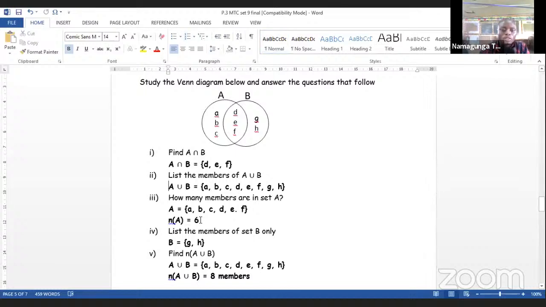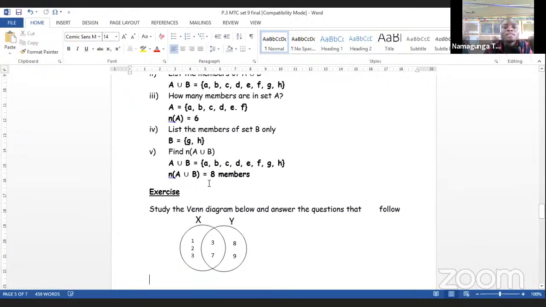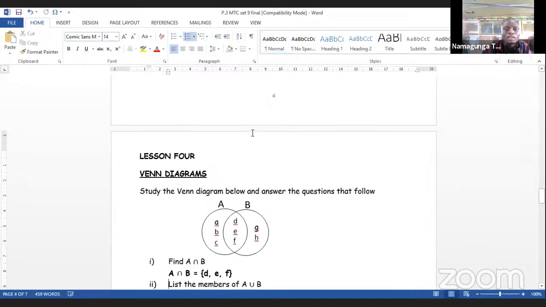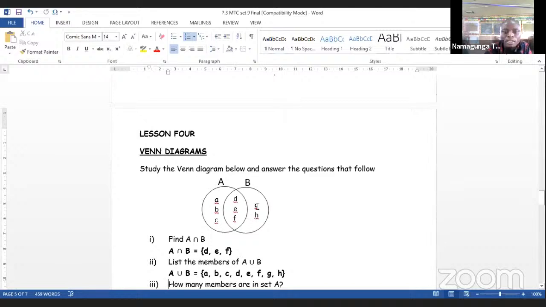So we have our fourth question there, that is the members of set B only. They have only told us to list, not to find the number of members. And I said that if they say set B only, it means those members who don't belong to set A. So set B only is G and H. If you talk about D and F, you will be including those ones of set A.